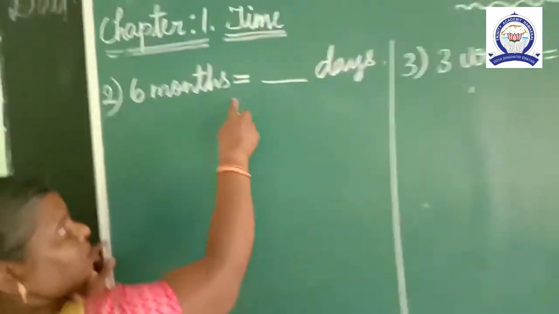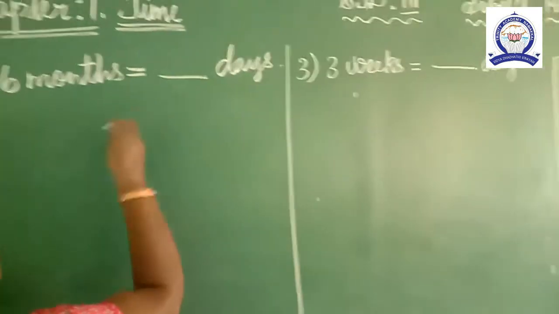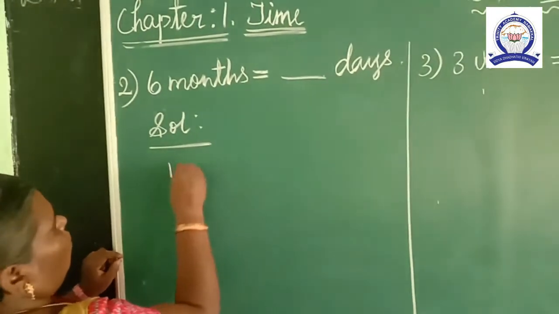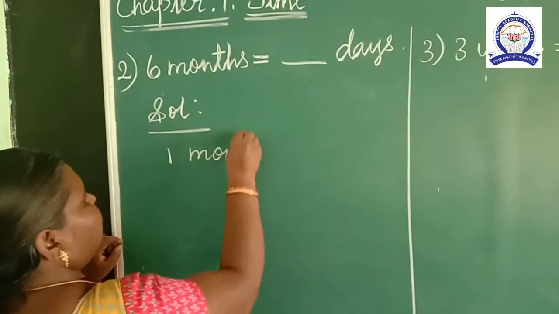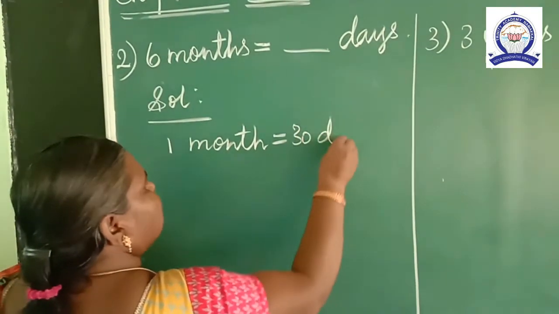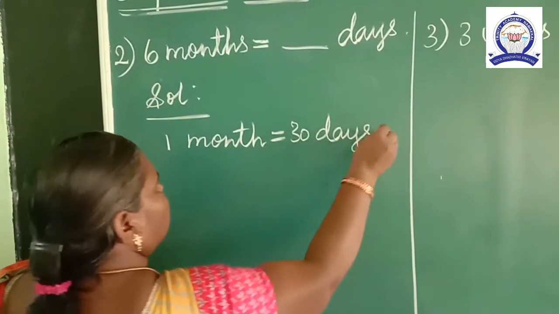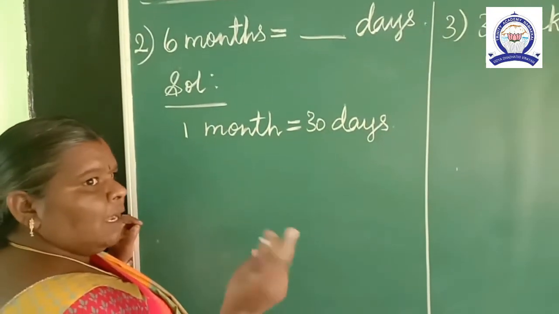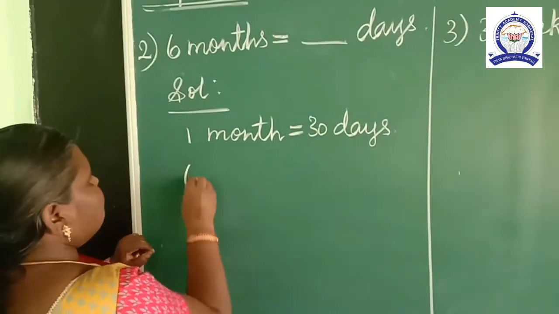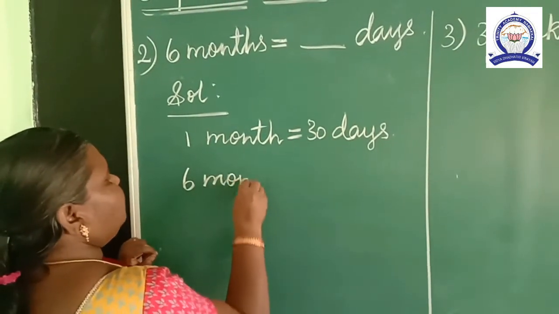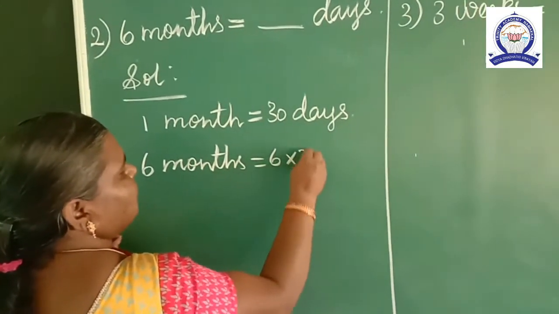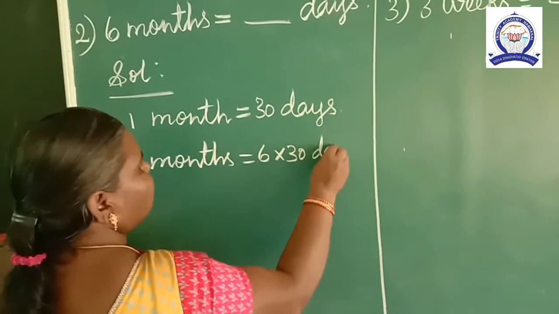6 months equal to dash days. 1 month equal to 30 days. 30 or 31 days, but we do the sum 30 days only. 6 months equal to 6 into 30 days.